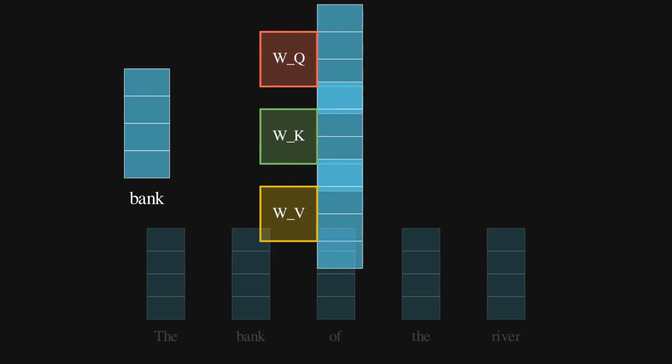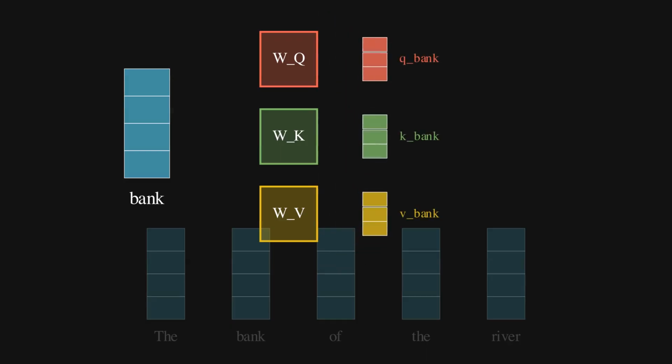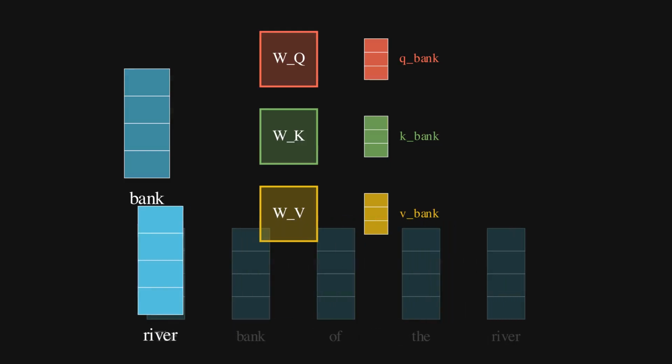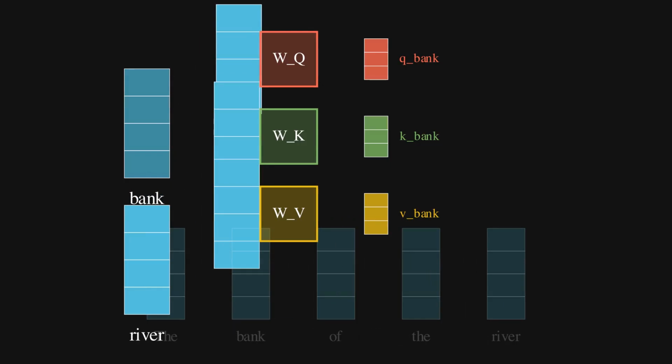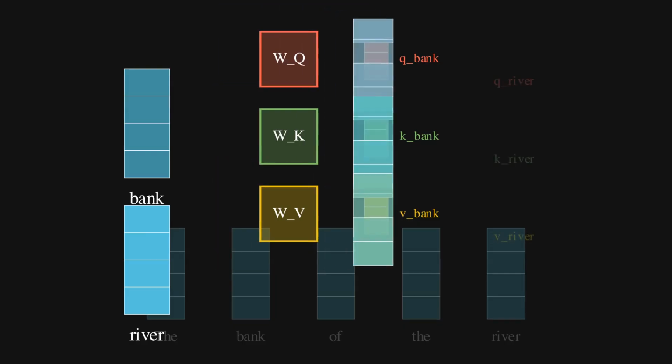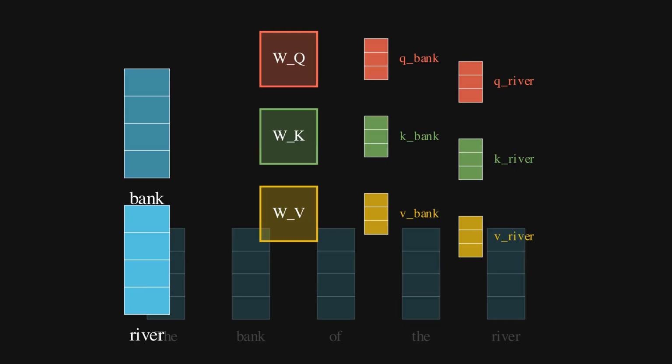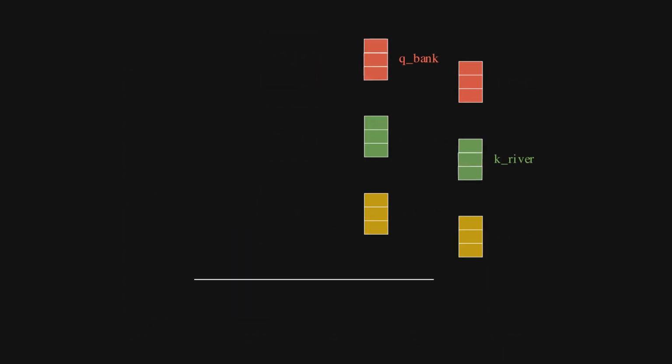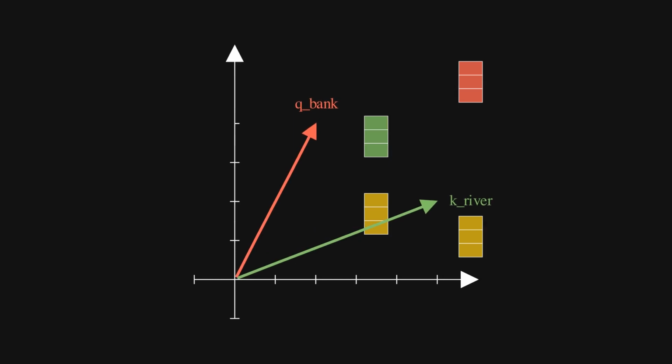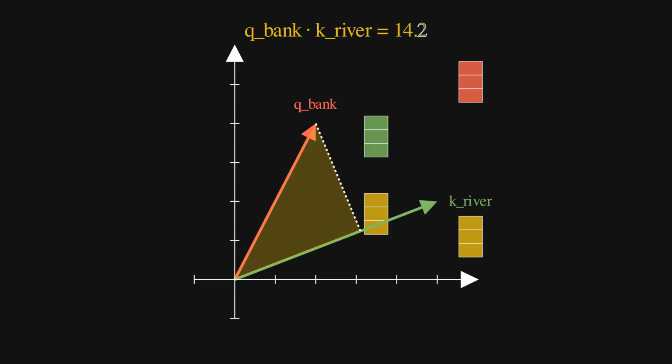We start with our original word embedding vector. The network multiplies it by three distinct weight matrices, projecting our single word into three new vectors: a query, a key, and a value. Let's look at the word bank. It needs context, so it uses its query vector to essentially ask, are there any water-related words around? Down the sentence, the word river holds up its key vector, which translates to, I am a body of water. To measure how well they match, the network calculates the dot product between bank's query and river's key. Geometrically, this just measures how aligned the two vectors are. A high positive dot product means a strong match.